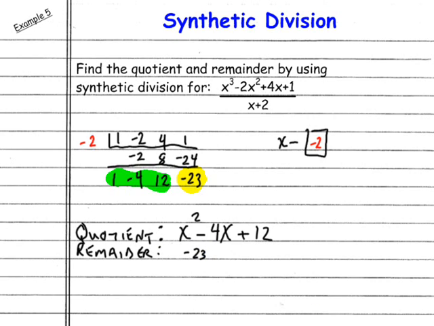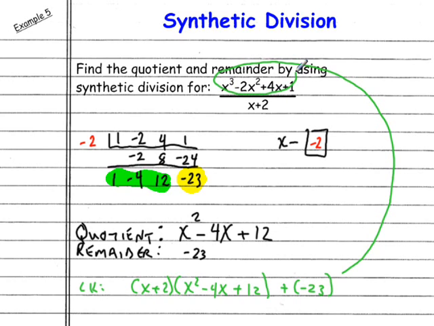And we remember how to check. If we thought we needed to check, we take our divisor, x plus 2. We multiply it with our quotient, x squared minus 4x plus 12, and we add in the remainder, negative 23. I won't do this for you, but the result we should get, remember, better be our original dividend. So when we multiply these and add in the negative 23, we should get a result of x cubed minus 2x squared plus 4x plus 1. If that's not what we get, we've either misinterpreted or done our calculations incorrectly.